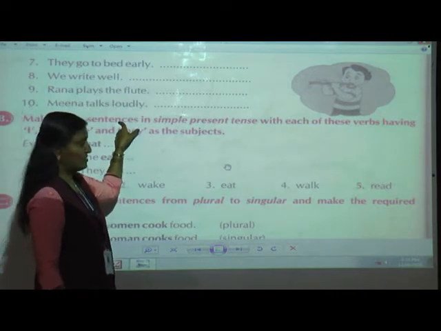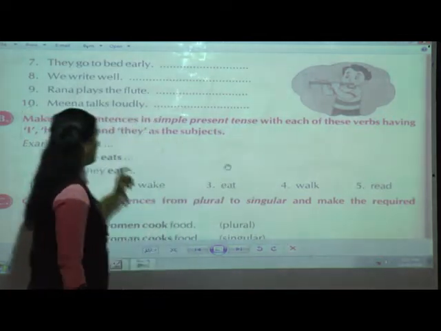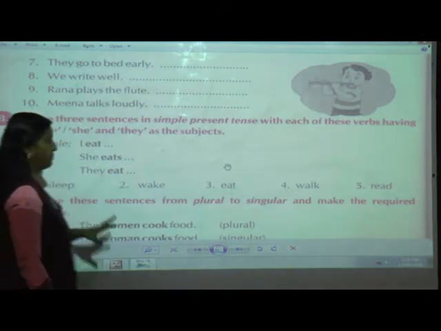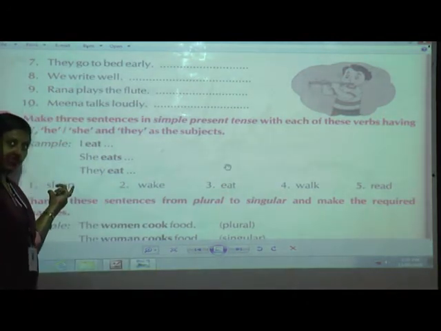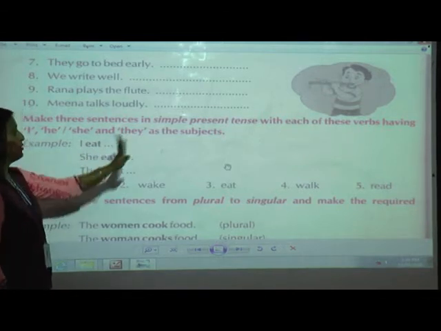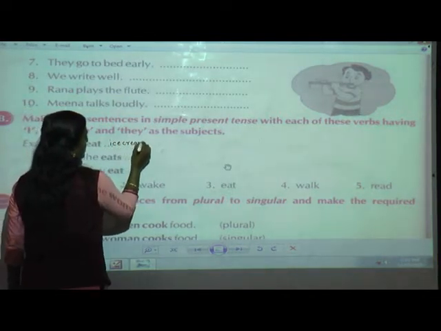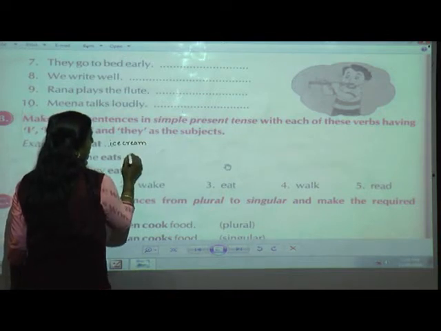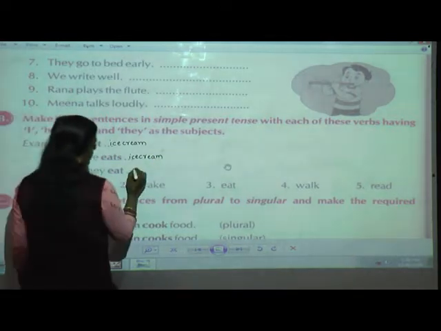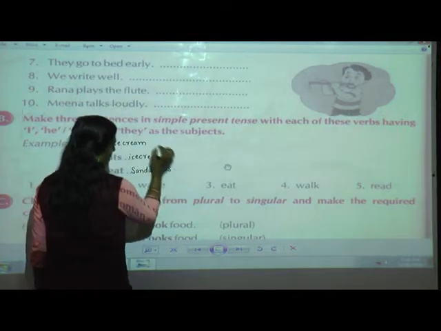In which tense? As we are learning present tense, we have to make it in simple present tense with each of the verbs. Here verbs are given. You can see how many verbs are given. 5 examples. So you have to take the help of these verbs and make 3 sentences. Clear? Here when they have given I eat so and so, for example, I eat ice cream. She eats ice cream. Whatever you want. They eat sandwiches. Anything you can put. This is the example which I have completed.